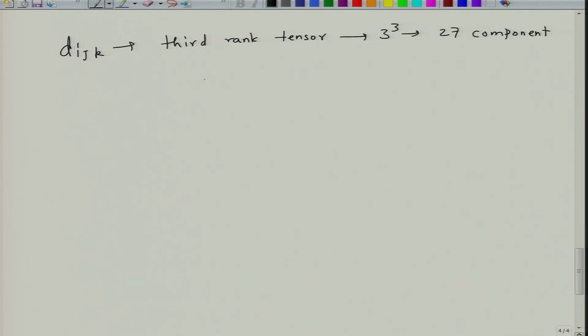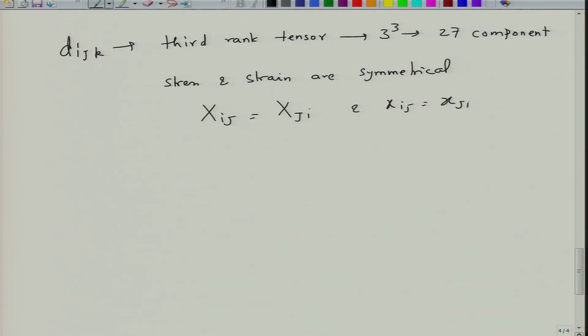But since we know that stress and strain are symmetrical tensors, you have X i j equal to X j i, and small x i j being equal to small x j i. So, when you expand it, d i j can be expanded in the form of a matrix. Let us say initially you start with d11, then you go to d121 and so on and so forth. You write d211 and then similarly d311 and so on.